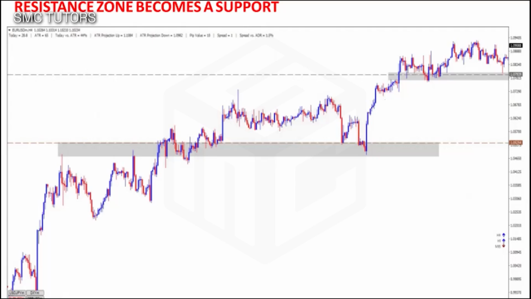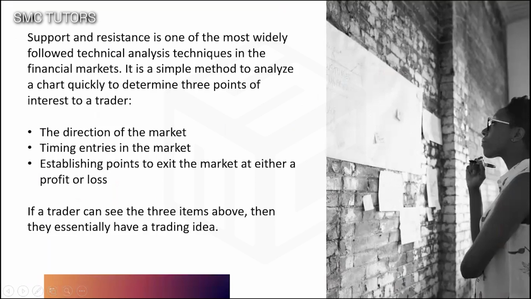So support and resistance is one of the simplest yet most powerful tools you can use in technical analysis. If you can identify the market direction, time your entries, and know your point of exit, then you've essentially completed your trading idea. So support and resistance helps us prime our market direction, know our trading entries in the market, and the point where we are going to get out of the market in a loss.